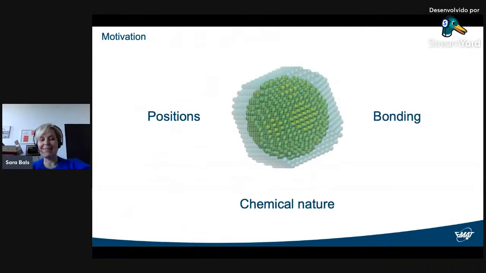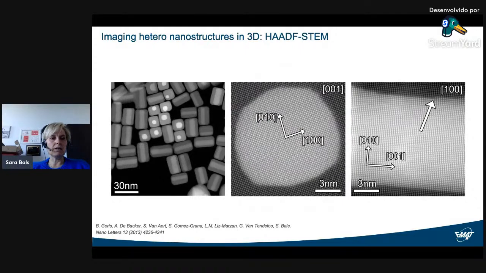Okay, so I think I've shown a couple of examples where we can indeed see that using electron tomography, we are able to determine the positions of the atoms. But as I said before, it is also important to characterize chemical nature and bonding. And this is especially the case because nanomaterials become increasingly more complex, and very often they consist of more than one type of element. An example is presented here. These are gold, silver core-shell nanodots. These images have been acquired using a technique called high-angle annular dark field scanning transmission electron microscopy. So let me explain this quickly.